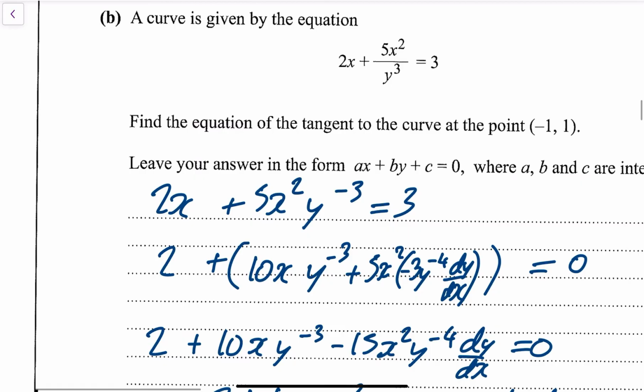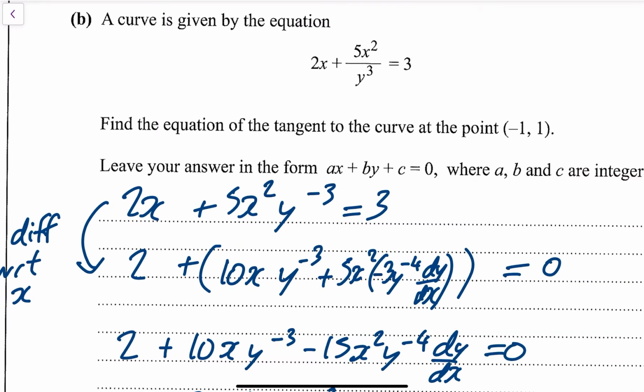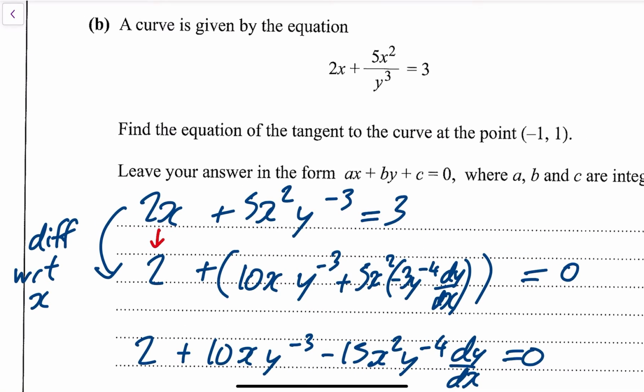Now what we're going to do here is write down differentiate, and I would just say WRT x. That means differentiate with respect to x. So what I'm doing here is everything's getting differentiated. 2x gets differentiated to give you 2. And then this middle term differentiates to give you this whole big bracket. 3 differentiates to give you 0.